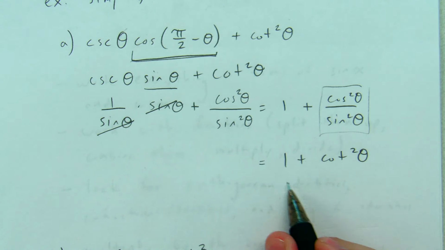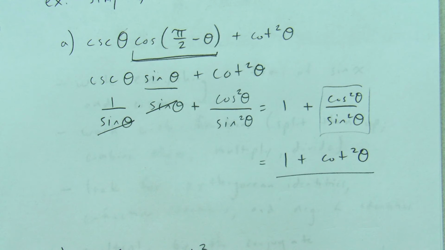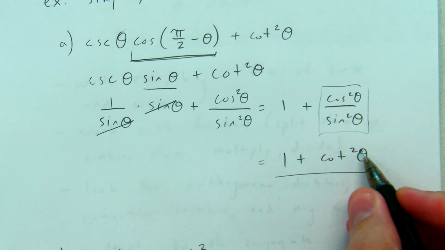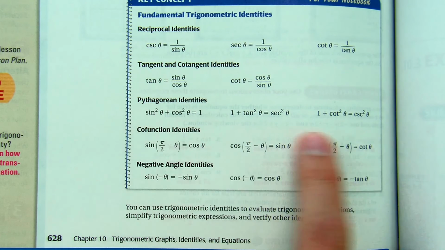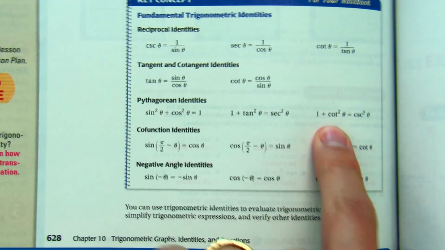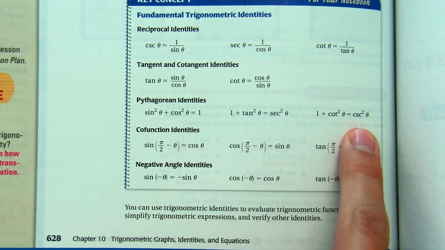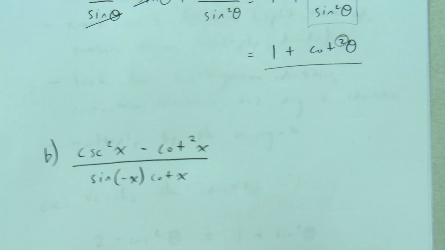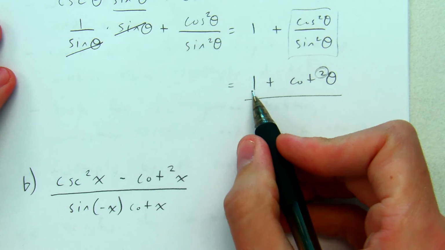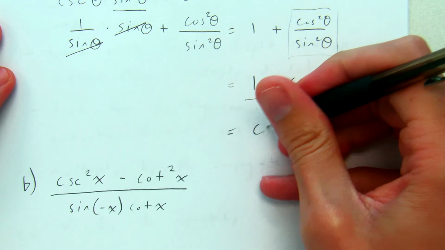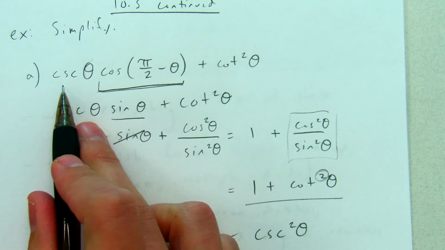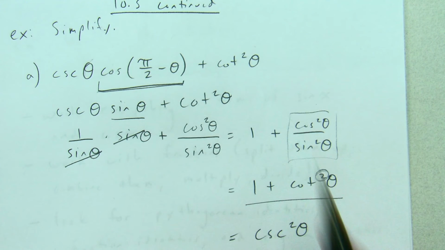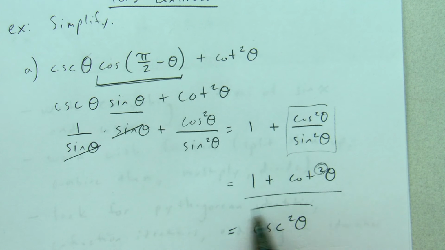And does this look familiar from our formulas in the book? Whenever I see a 1 or a squared trig function, it should remind me of these very commonly used Pythagorean identities. This one says that 1 plus cotangent squared theta equals cosecant squared theta. And so I know that 1 plus cotangent squared theta equals cosecant squared theta. My problem went from, let's see, kind of a mess to something pretty simple. I'm all done. I've simplified.